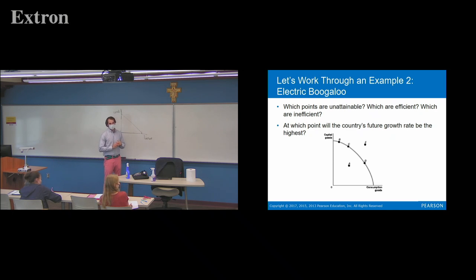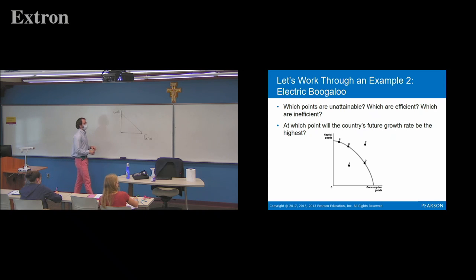Why would it be like C? It's in the middle. Yeah, this is in the middle. Because you can still move towards point B, and you'll have more capital goods. You'll have more investment in factories that are able to produce more efficiently.